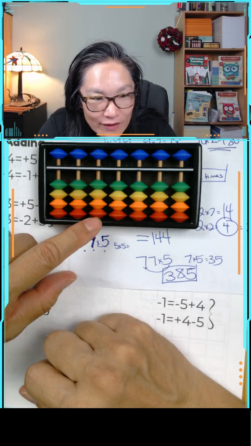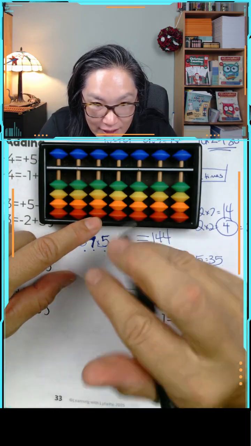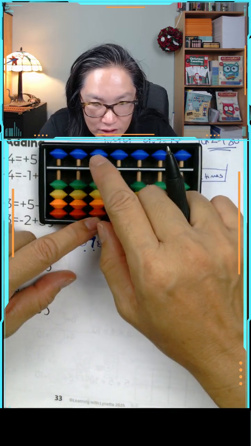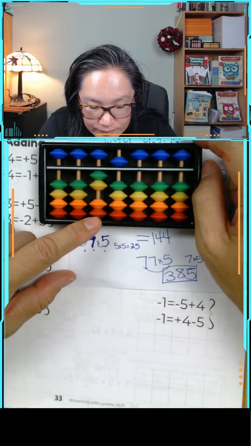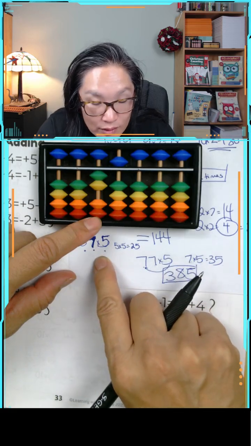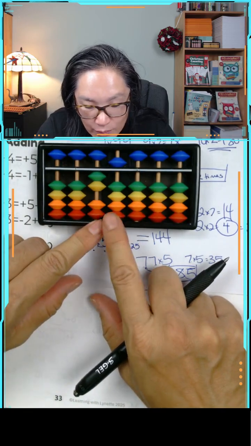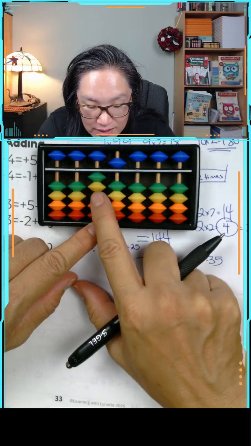What's 5 times 5? 5 times 5 is 25. Add the 2. Okay, good. 20 and then 5, right? 25. We're not going to do 50 times 5. We don't need to do that. Why? Because we have the abacus to help us keep track of our numbers. We have 250. Do you see that?